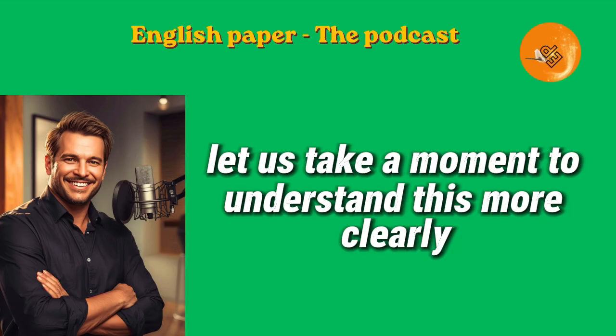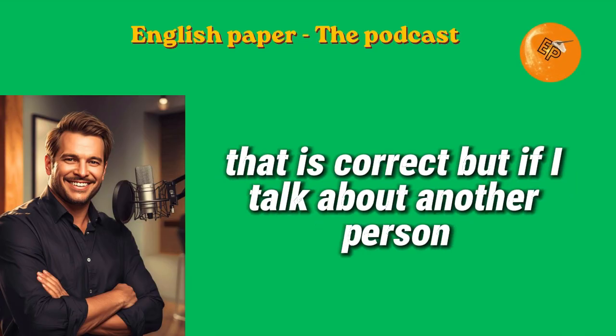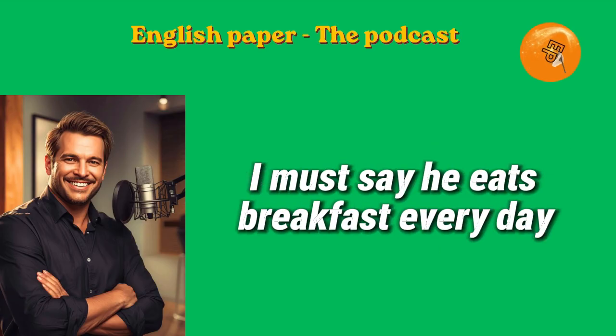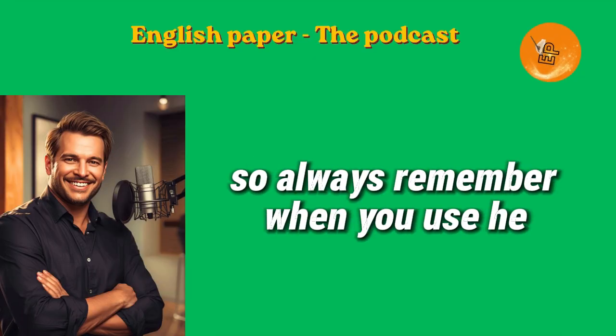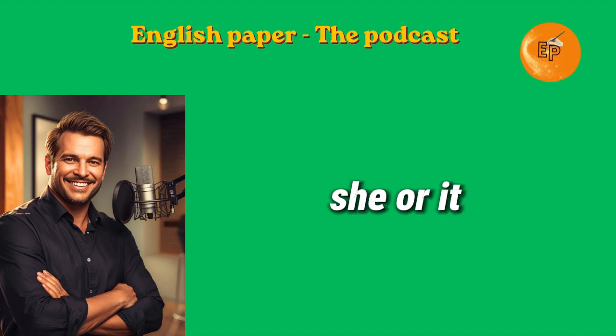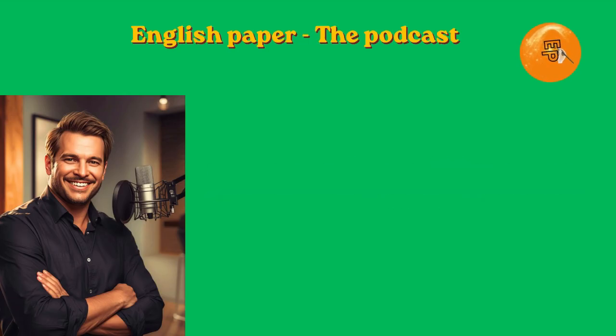Let us take a moment to understand this more clearly. If I say, I eat breakfast every day, that is correct. But if I talk about another person, I must say, he eats breakfast every day. That small letter s changes the sentence and makes it correct. So always remember, when you use he, she, or it, you need to add s or es to the verb.